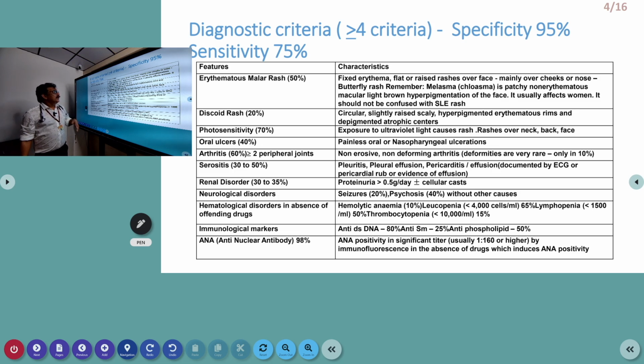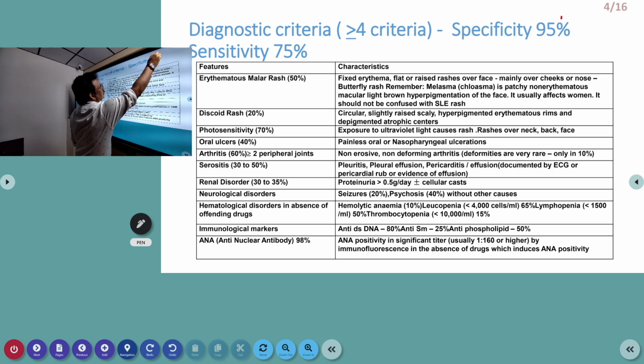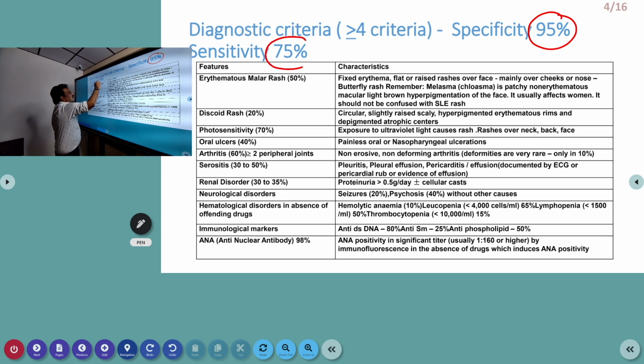Now there are some diagnostic criteria. If four or more criteria are fulfilled, then you can make a diagnosis of SLE. The specificity is around 95% for this criteria. Sensitivity is around 75% of this criteria. But if you are getting only one or two conditions like this, it can be even told as minimal SLE.